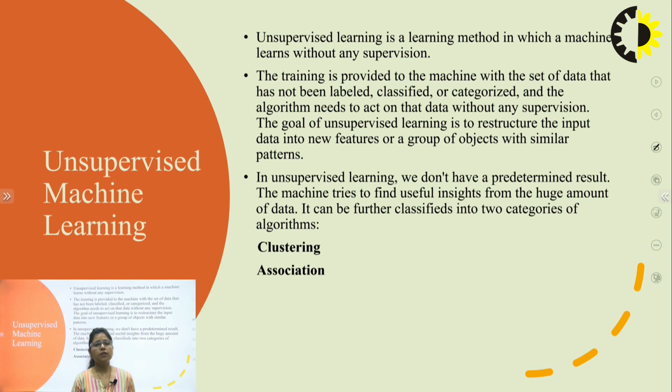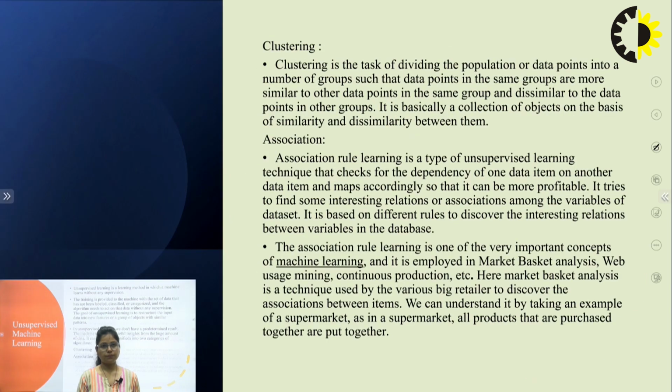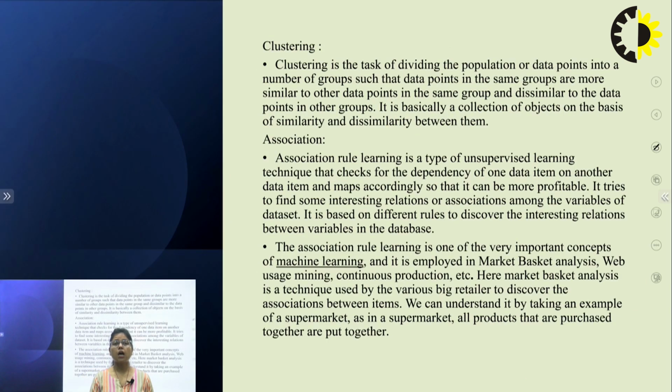In clustering, we divide the dataset into clusters. Now, what is a cluster? Clusters are a set of objects or elements or attributes that have similar properties. Those with similar properties are divided into specific clusters. Clustering is the task of dividing the population or data points into a number of groups such that data points in the same group are more similar to each other and dissimilar to the data points in other groups. It is basically a collection of objects on the basis of similarity and dissimilarity between them.